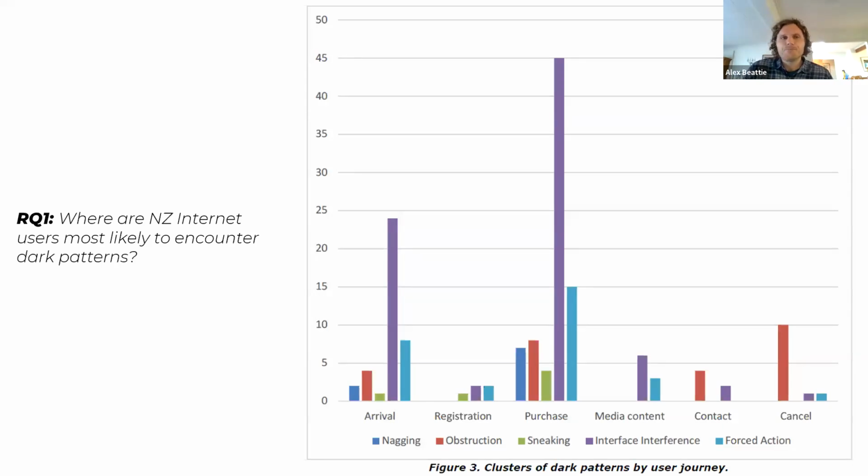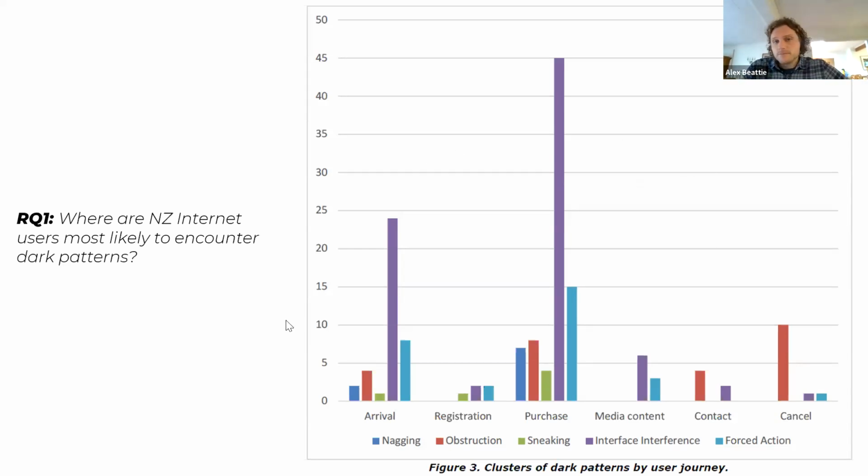So moving to our results, what did we find? Well, if we go back to the research questions, what we found were as follows. The first research question you might remember was, where are New Zealand internet users most likely to encounter dark patterns? This bar chart shows quite clearly that the most common instance where a New Zealand internet user is most likely to encounter a dark pattern is when they are purchasing something. So when you are adding something to your shopping cart on a retail website, when you are browsing for something, when you are trying to close the deal and so forth, that is when you're most likely to encounter a dark pattern. That was the overwhelming finding.